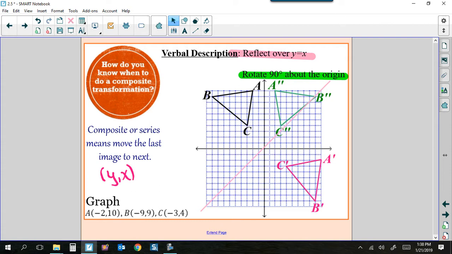Notice that A prime became a double prime. That is because this was our pre-image for the second transformation. So if this is my pre-image, it became a double prime because we moved A prime. So if you need to pause this and watch this problem again, please go ahead and do so. If not, we're moving on.